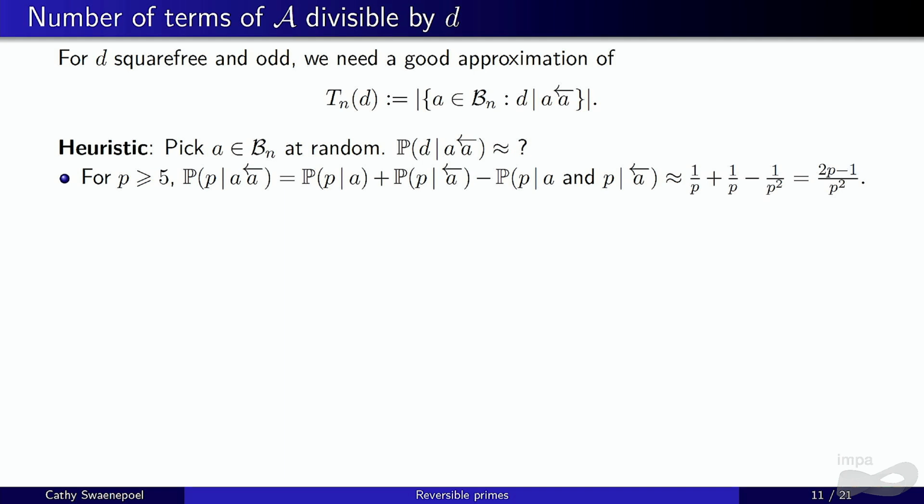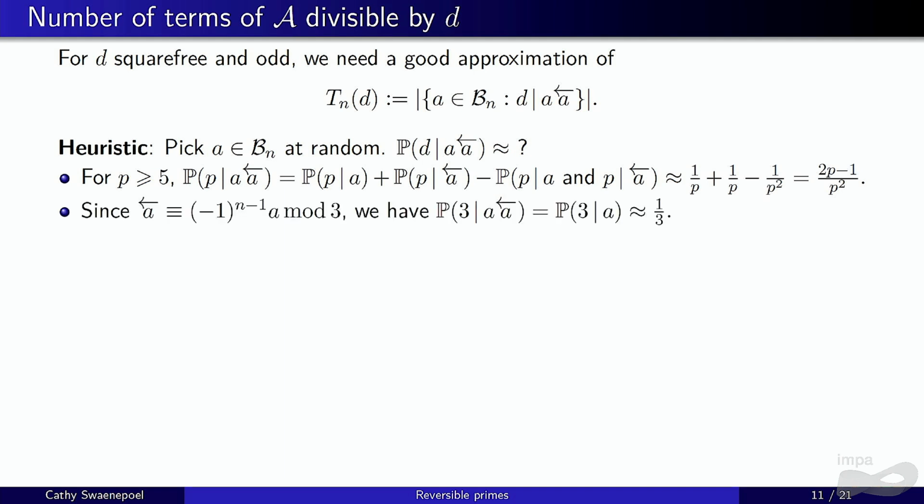Okay, so I wrote here for p larger than 5, because actually p equal to 3 is special. For p equal to 3, the two events, p divides a and p divides the reverse of a, are not at all independent. Why? Because modulo 3, we have this relation between a and its reverse. This comes directly from the definition of the reverse, modulo 3. So in particular, a is divisible by 3 if and only if its reverse is divisible by 3. So the probability that 3 divides a times its reverse is just the probability that 3 divides a, so 1/3.